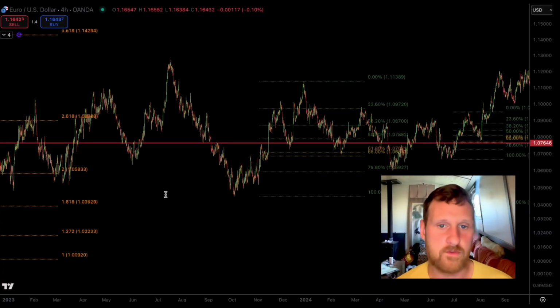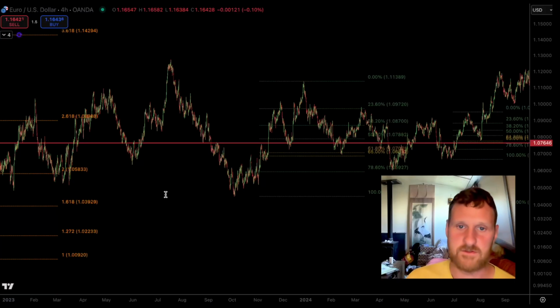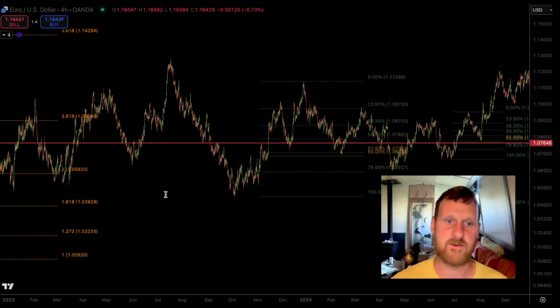Something to note before we go forward is the golden pocket phenomenon, which is the 0.618 to 0.65 Fibonacci levels. And this is the most common area for prices to complete retracements.